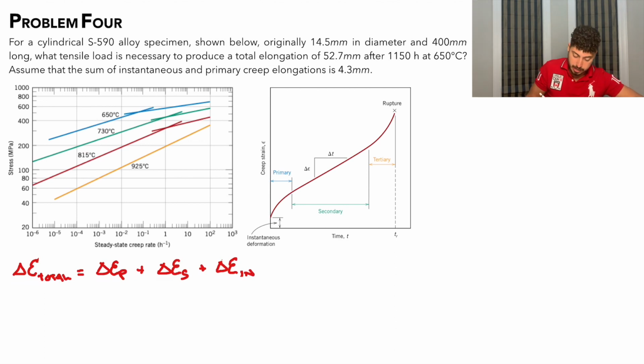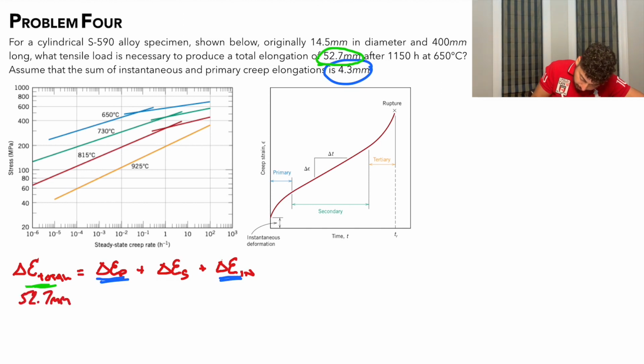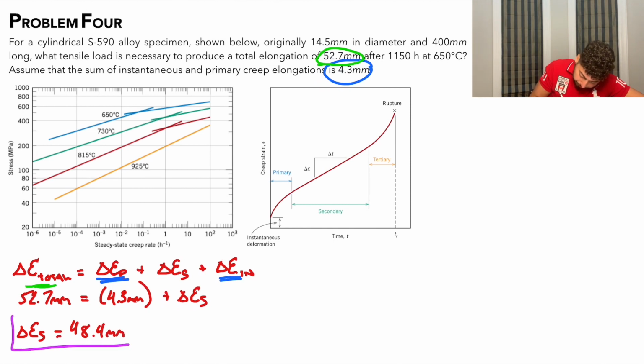So let's plug in the values we have. We know from the problem that our primary and instantaneous together are equal to 4.3 millimeters, and we know that our total elongation is 52.7. So let's substitute those values. 52.7 millimeters is equal to 4.3 millimeters plus our steady state creep elongation. We can solve for our steady state creep elongation, which is going to be equal to 48.4 millimeters. So that's step 1.